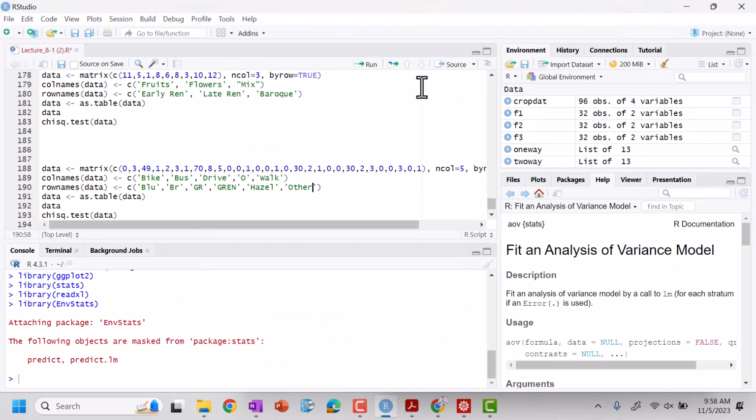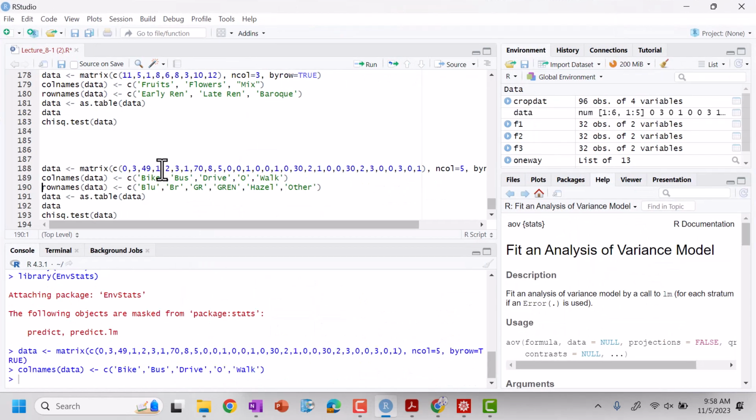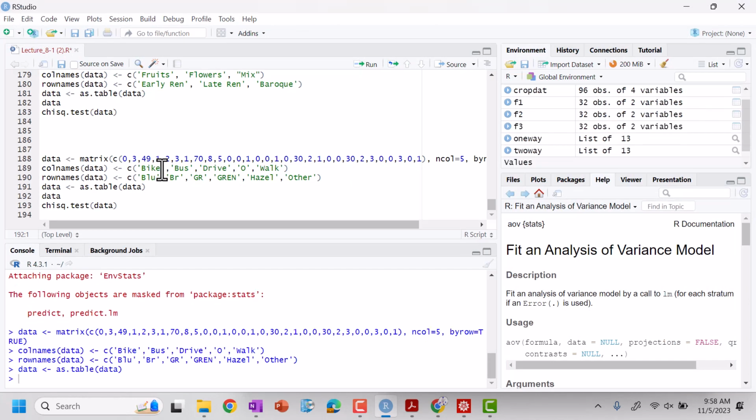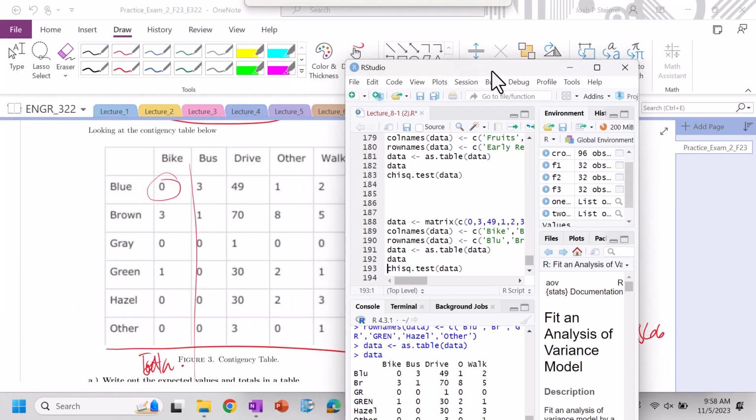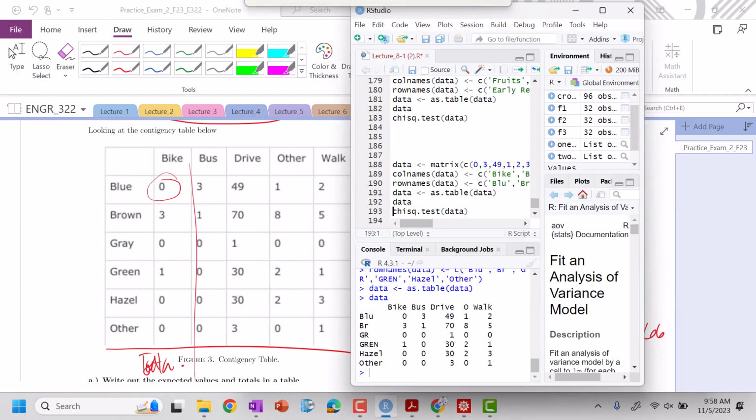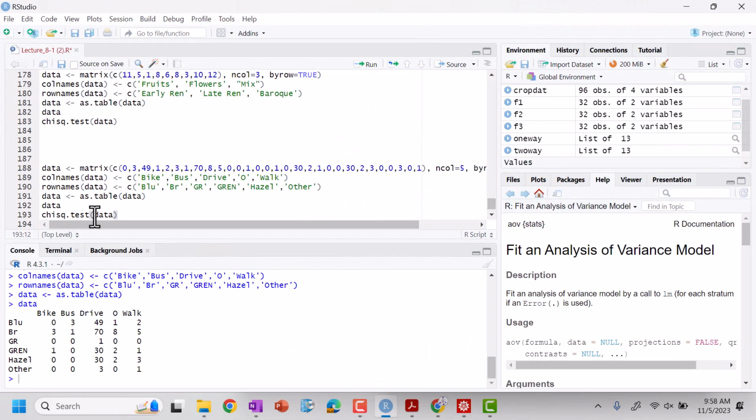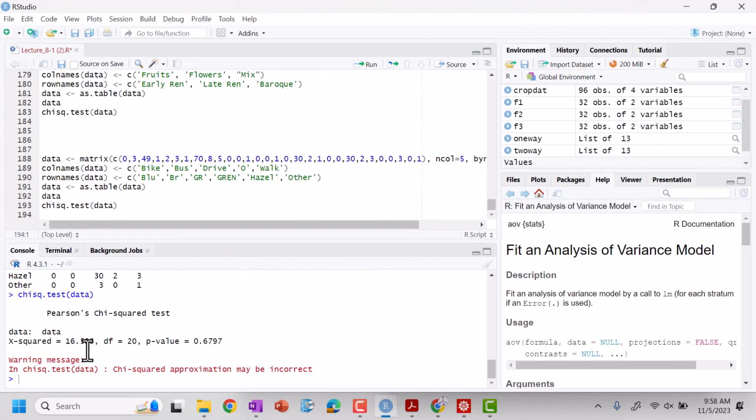So let's take a peek. We're going to run this, run this, run this. Run it. Let's look at our data. Does it look correct? Yep, that looks pretty good. Chi-squared: same value here, same value here. P-value, do not reject. We got it.